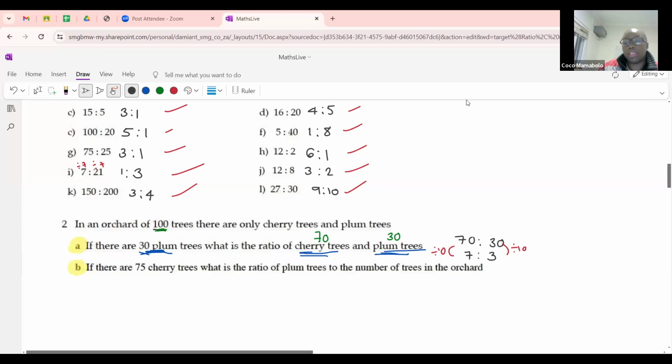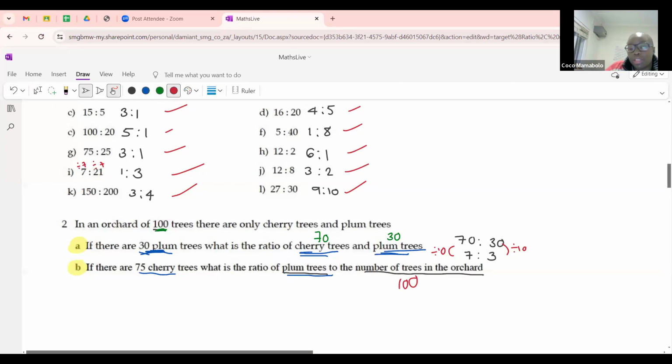Okay, let's look at question B here. It says, if there are 75 cherry trees, what is the ratio of plum trees to the number of trees in the orchard? Now, this number of trees in the orchard means the total number. What is the total number of trees in the orchard, guys? Good, Shadi, absolutely. It's 100. So I know that my ratio must involve all the trees in the orchard. And then it says here, if there are 75 cherry trees, that doesn't tell me anything about the plum trees. How many plum trees are there if there are 75 cherry trees?